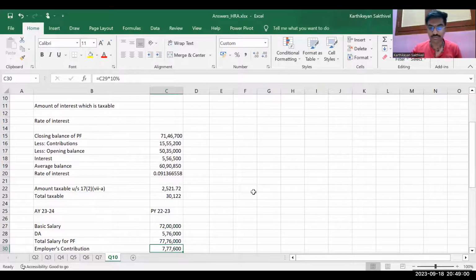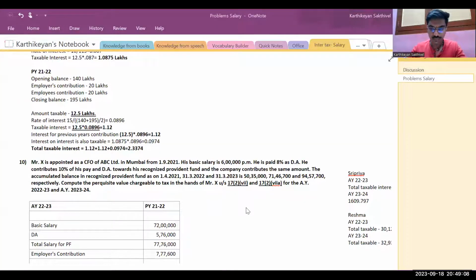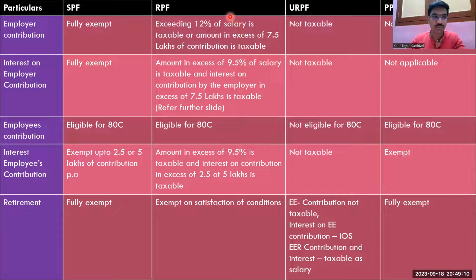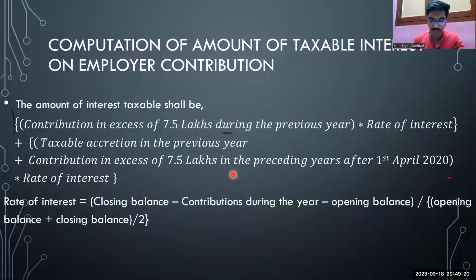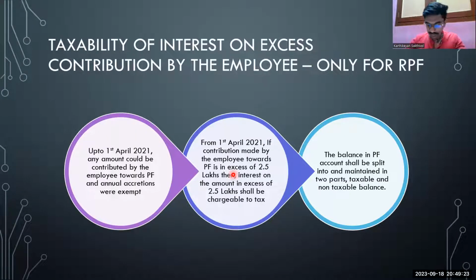Okay, sir. Super. One more point, we'll just go back to our slide, then we'll come back to questions. As far as our discussion is concerned, we are done with the first one, second one and fourth one. But this point is not done yet. We have seen that in the year 2020, employers' contribution in excess of 7.5 lakhs and interest on the excess of 7.5 lakhs contribution is taxable.